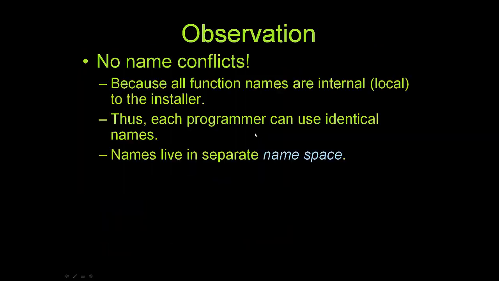Okay, now the important thing to realize here is that with this new technique, we no longer have any name conflicts. If you look at how Alyssa's package and Ben's package were defined, they all use the same function names. But it's okay because the function names are all actually local functions within the installers. So this technique allows programmers to use identical names and hide them. In other words, the names now live in separate namespaces.